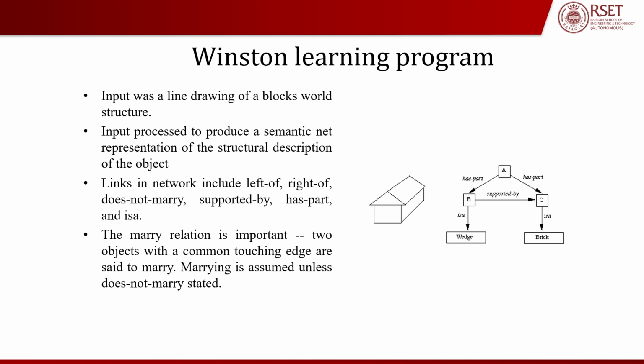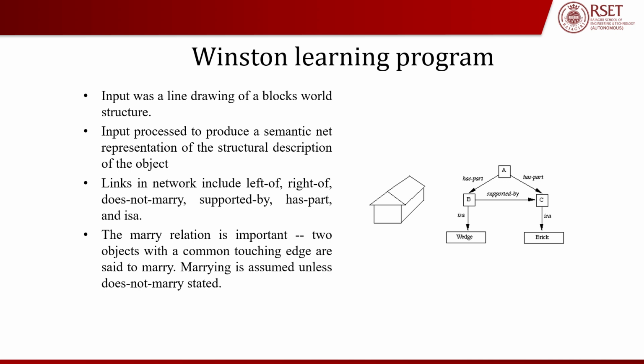The marry relation is important. Two objects with a common touching edge are said to marry. Marrying is assumed unless a does not marry link is stated. In this system, the input consisted of line drawings of block structures. The program processed these drawings to produce a semantic network representation.